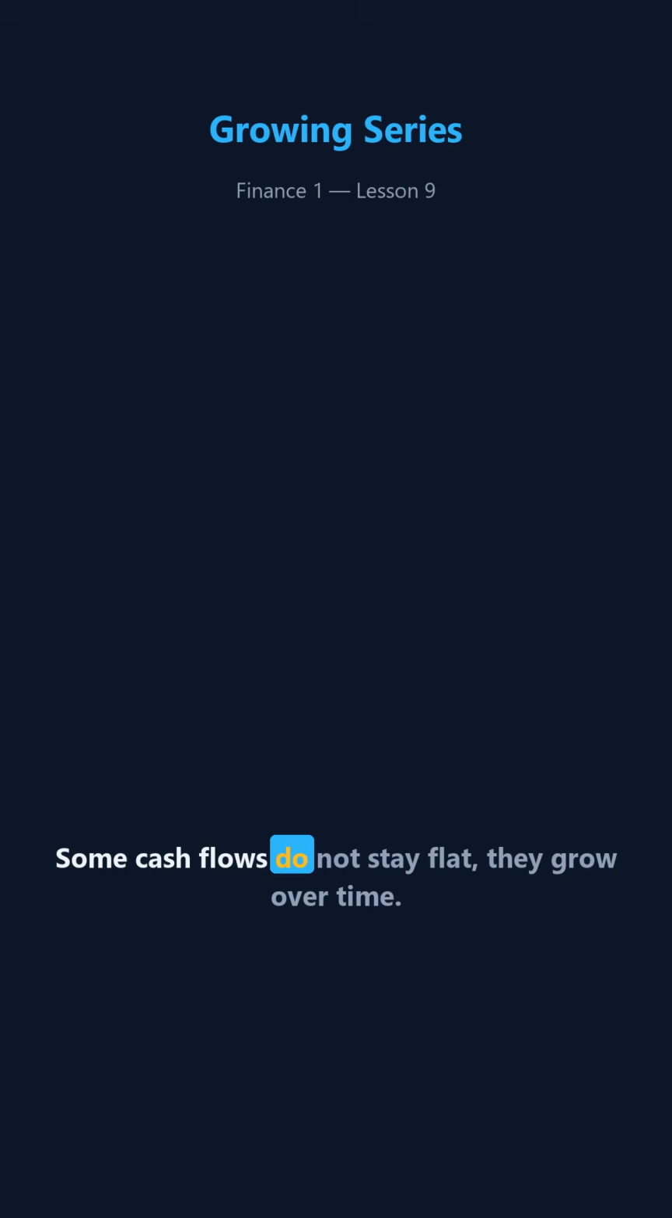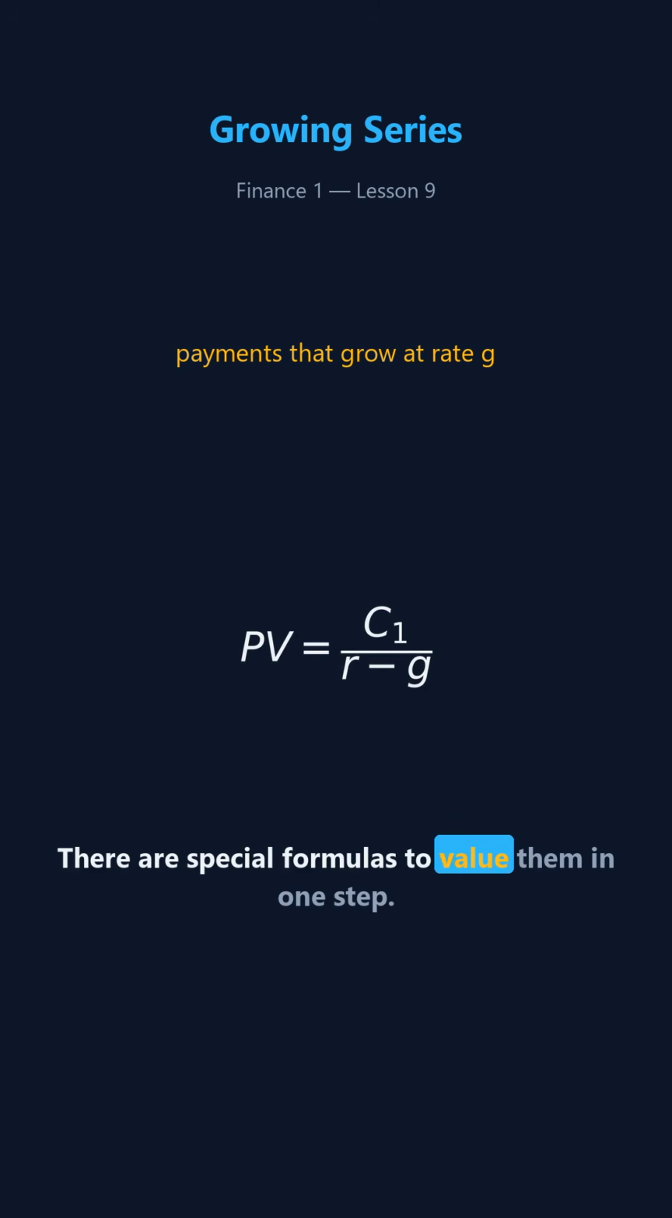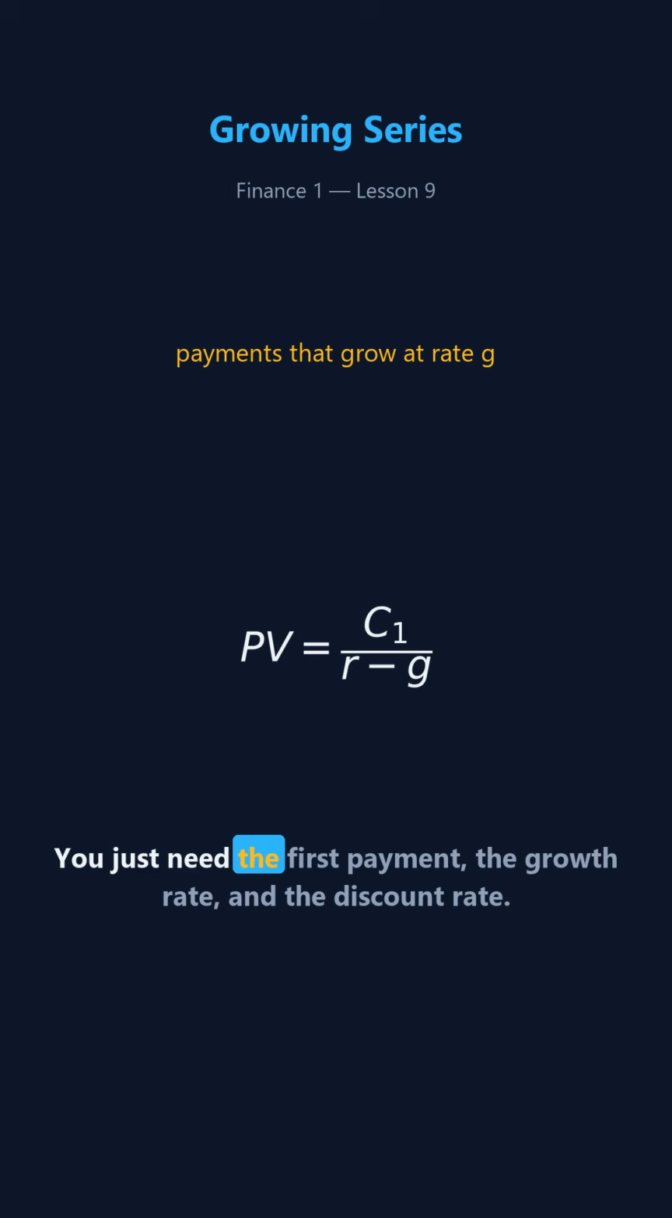Some cash flows do not stay flat, they grow over time. Think of a dividend that rises each year or a growing salary. These are called growing series. There are special formulas to value them in one step. You just need the first payment, the growth rate, and the discount rate.